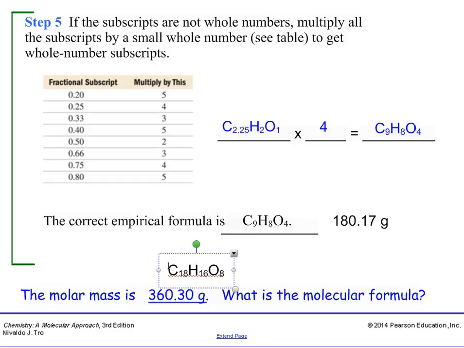C18H16O8. We have to double 180.17 to get 360.3. We have to double C9H8O4 to get C18H16O8. So in a minute, you're going to have a chance to try this.